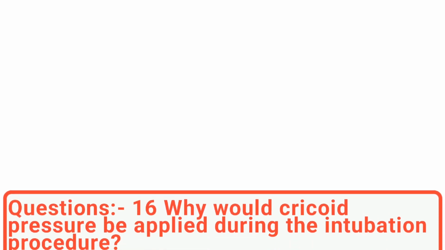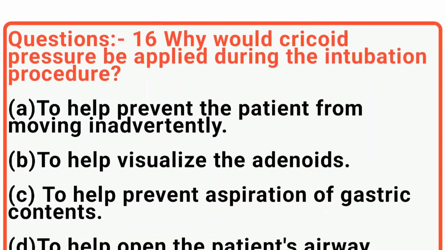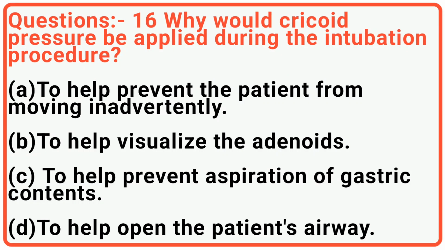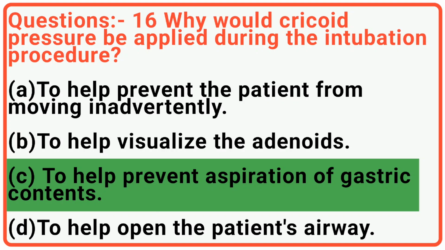Question 16. Why would cricoid pressure be applied during the intubation procedure? A. To help prevent the patient from moving inadvertently. B. To help visualize the adenoids. C. To help prevent aspiration of gastric contents. D. To help open the patient's airway. Right answer is C. To help prevent aspiration of gastric contents.